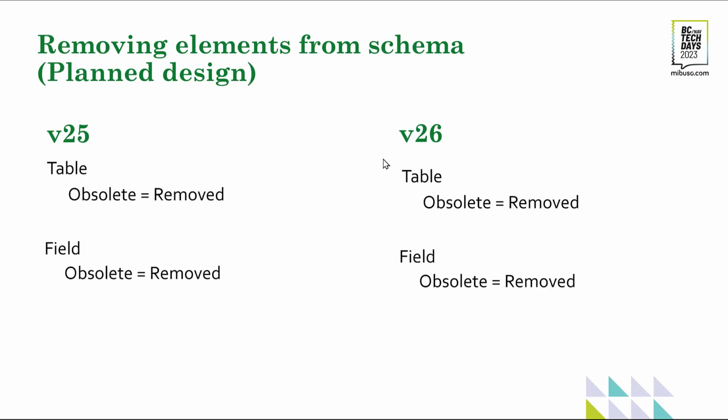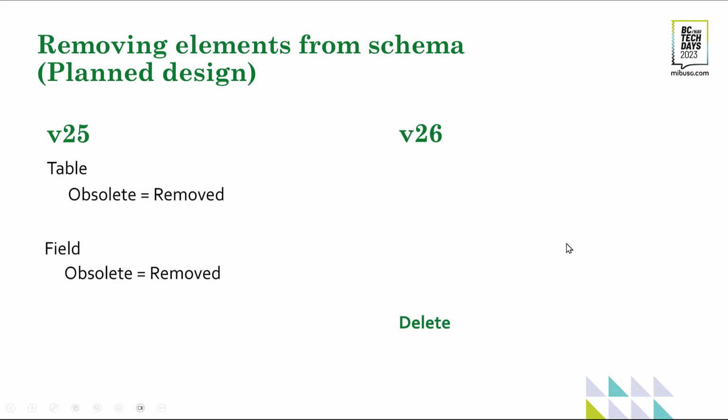However, the current thinking is that it is going to work like this. So if we have a table in version 25 that has been marked with obsolete removed, and also a field that is marked with obsolete removed, and we would like to get rid of them in version 26. The only thing that you would need to do is to delete the objects from the SQL.